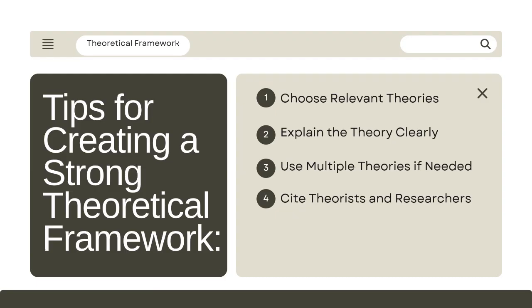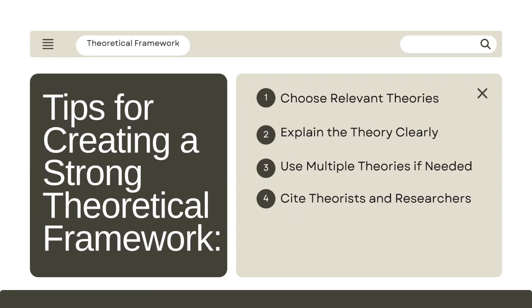So, in the theoretical framework, it does not have to be so long. It must be direct to the point. You describe what theory you use and then you explain why that theory is applicable to your study. Use multiple theories if needed. Some studies benefit from combining theories. So that's what I told earlier, you can use two to three theories.